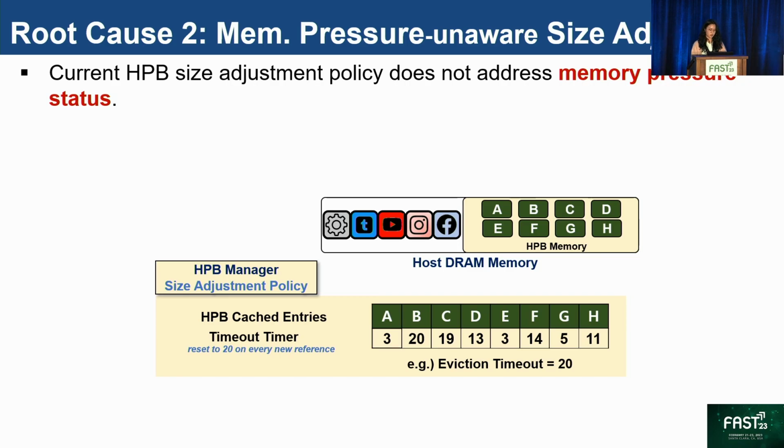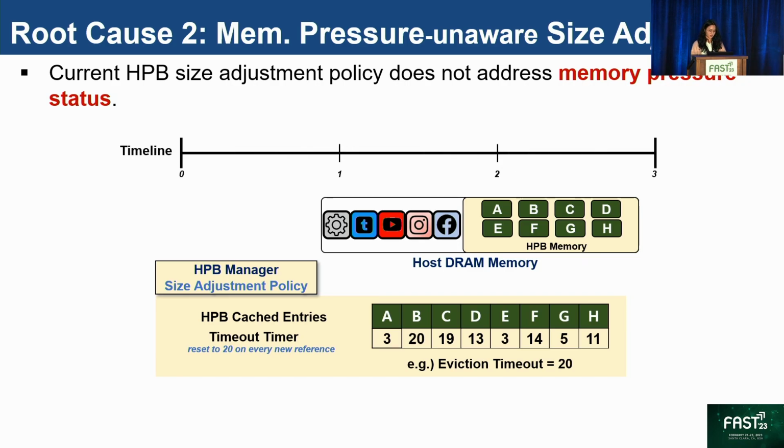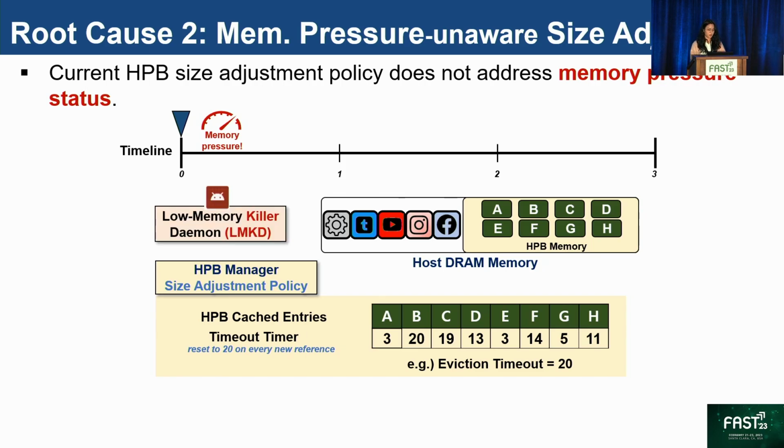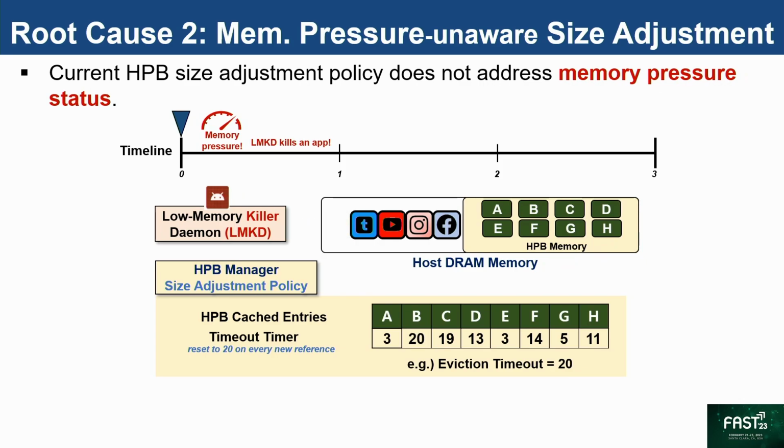So here's a simple example of how it works for 3 seconds. The system suffers from memory pressure at timeline 0. And to handle the memory pressure situation, the Android system by default triggers the low memory killer daemon, LMKD, to relieve memory pressure by killing the least important app. However, the HPB manager only decrements its track timers for the cached entries. So even if the system is suffering from memory pressure, the HPB manager does not evict any of its cached entries since none of the track timers became 0.